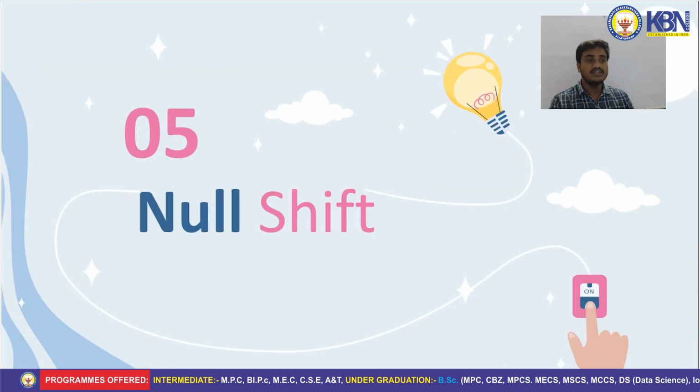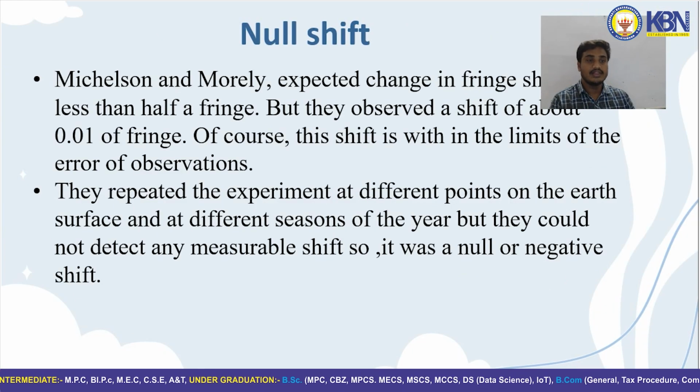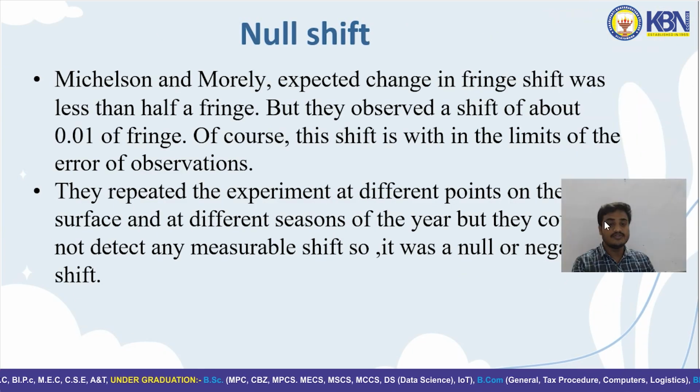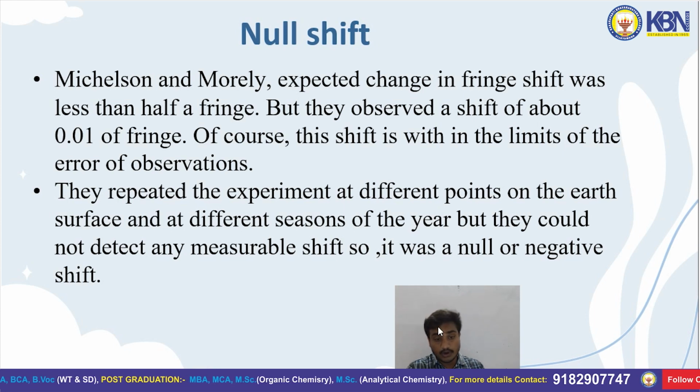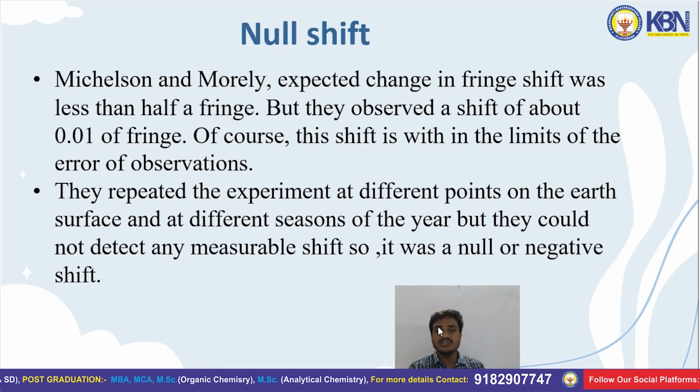Now coming to the fifth one, it is null shift. Michelson and Morley expected a change in fringe shift of less than half a fringe, but they observed a shift of about 0.01 fringe. Of course, this shift is within the limits of the error of observations.